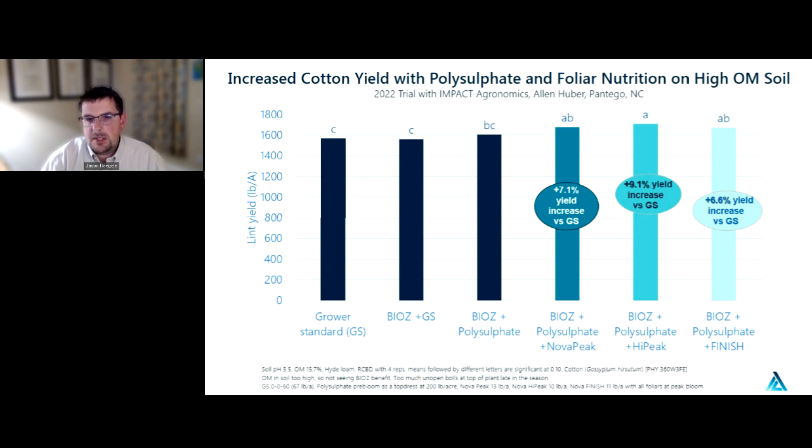But if we pan over to the right side of this graph, where we have a combined or systems approach of a biostimulant along with polysulfate as the soil applied nutrition or treatment, along with 3 approaches to foliar applied potassium, Nova Peak, which is monopotassium phosphate, 0-52-34, High Peak, the 0-44-44 analysis, or Finish, the 8-12-40 analysis with some micronutrients. We see a trend for increased lint yields from these foliar applied nutrition approaches that primarily focus on potassium, but in some cases contribute some other nutrition as well.